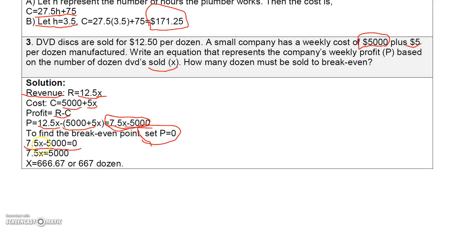So to solve this for x, add 5,000 to both sides, so I get 7.5x equals 5,000. And then when I divided both sides by 7.5, I got x equals 666 2/3. But since I can't make a portion of a dozen, I think I need a whole number here. So I'm going to go ahead and bump it up to 667 dozen. So at 667 dozen, I would break even, and anything above that, I would actually have a profit.